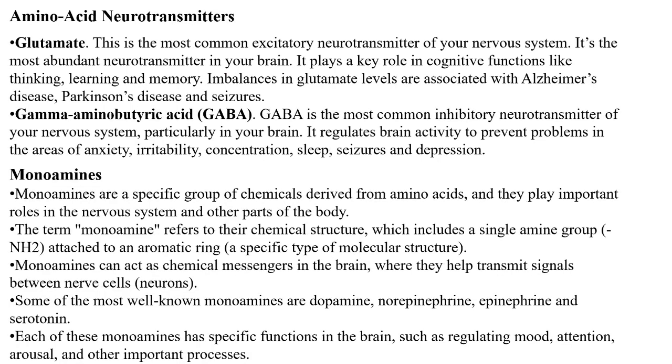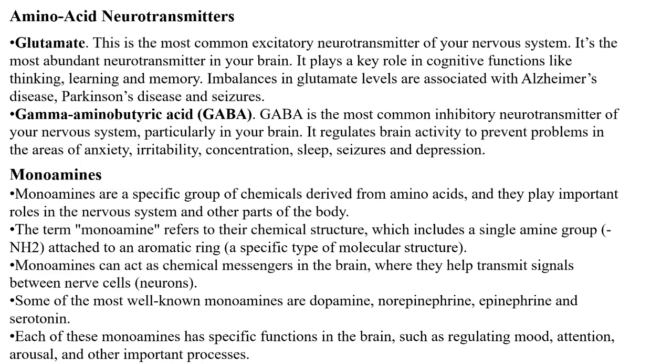Moving on, amino acid neurotransmitters. We need to learn glutamate and gamma-aminobutyric acid. Let's understand the function of glutamate. This is the most common excitatory neurotransmitter of your nervous system and also the most abundant. It plays a key role in cognitive functions like thinking, learning, memory. Imbalances in glutamate levels are associated with Alzheimer's disease, Parkinson's disease, seizures.